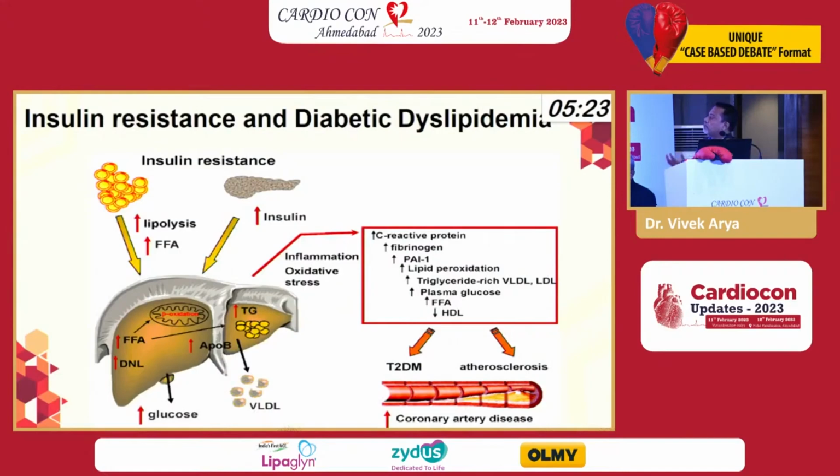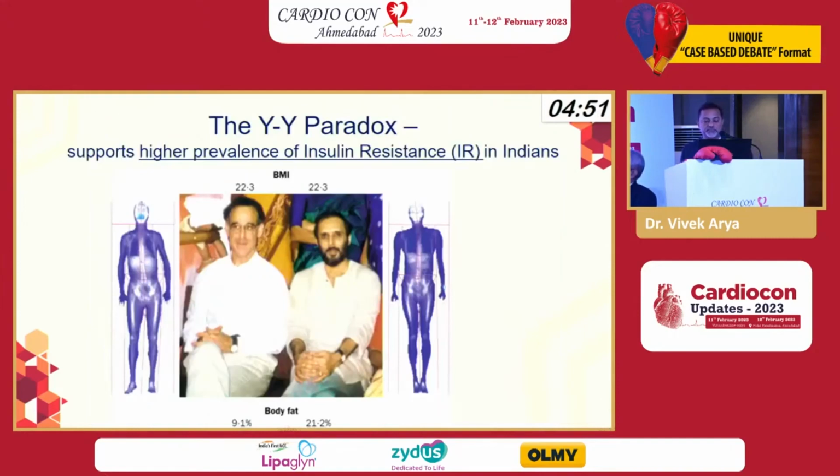The second important part is insulin resistance and diabetic dyslipidemia. When we are treating a diabetic patient, all type 2 diabetic patients will have some amount of insulin resistance. And why is insulin resistance important? Because insulin resistance increases lipolysis and free fatty acids, and that is basically the substrate for all the different lipid abnormalities you get in the blood. It increases inflammation, and triglyceride, LDL, VLDL, everything gets increased because of that.